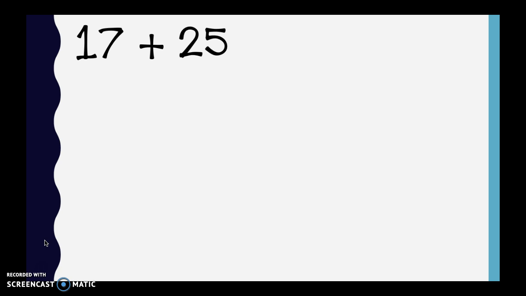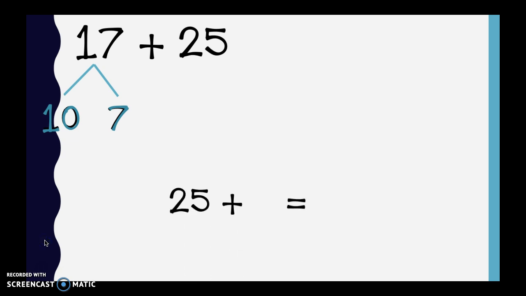Nice. Go ahead under 17 and write the number bond where you take out the 10s and the 1s. Okay, your number bond should look like this because there's a 10 in there and then 7 1s. Now we're going to write a number sentence adding the parts of 17 to 25. So our number sentence is going to start with 25 because we're not breaking that one apart. We only need to break apart one. Can you go ahead and start the number sentence just like I did? 25 plus blank equals blank.